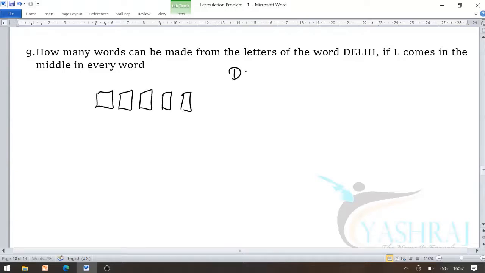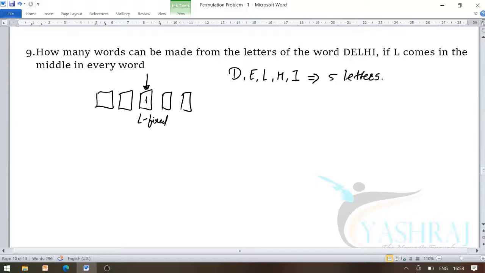I will write the word DELHI. That means we are having the letters in the word DELHI, total 5 letters. Among them we have to form the words in which L comes in the middle of every word. So the midway position we have here, so we have to fix L there. So we have only one way to fill up the third box or the third place of the word.